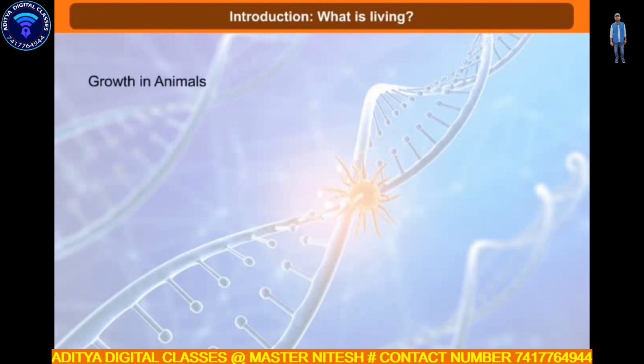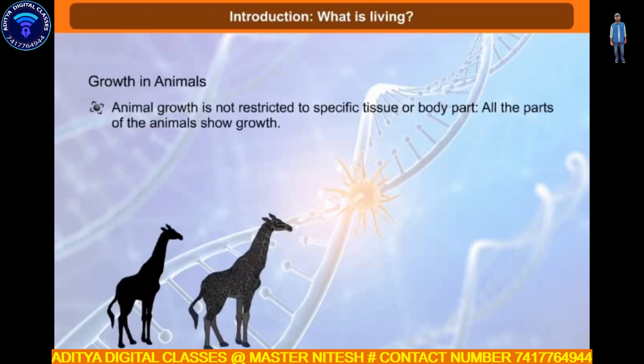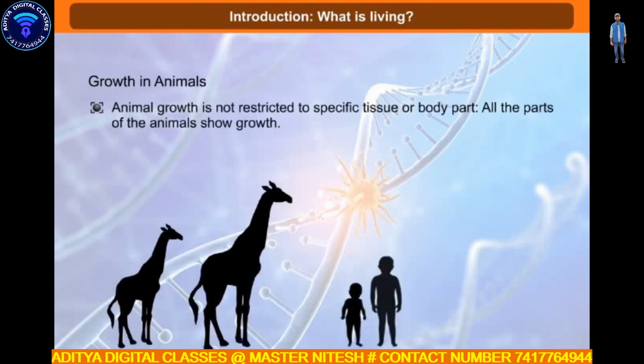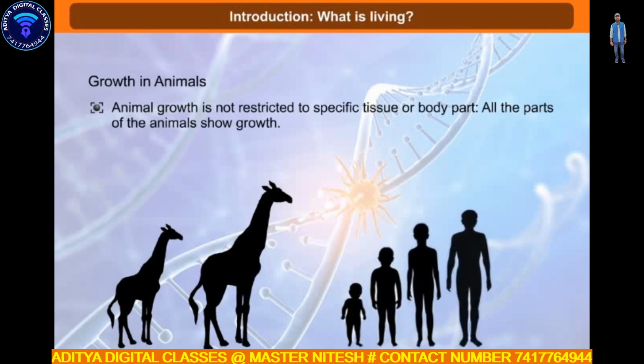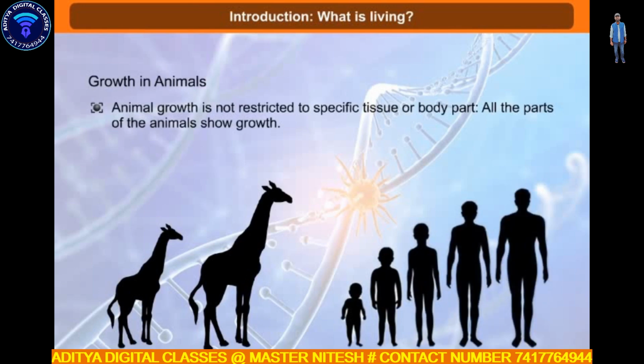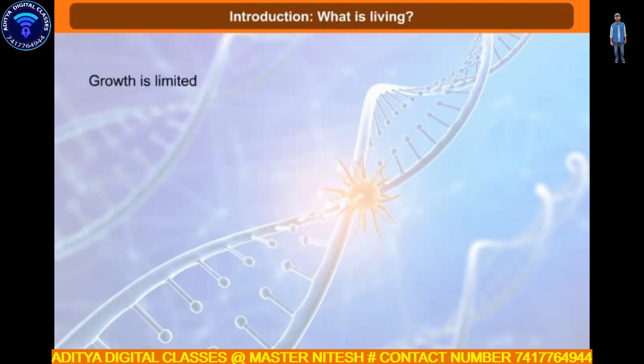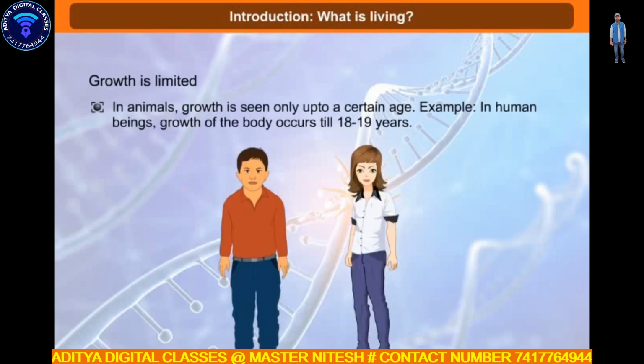Growth in animals. Animal growth is not restricted to specific tissue or body part. All the parts of the animals show growth. Growth is limited. In animals, growth is seen only up to a certain age. Example: in human beings, growth of the body occurs till 18 to 19 years.